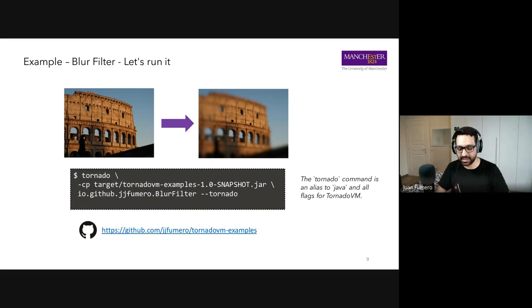So let's jump to the application that I show you, the blue filter. I'm going to start by running, hopefully you can see the terminal text, the multi-thread application. Although I'm running with the TornadoVM command, I'm passing a flag for this application that says, don't go through Tornado, just enable Java threads, multi-threads. And I'm going to run it.